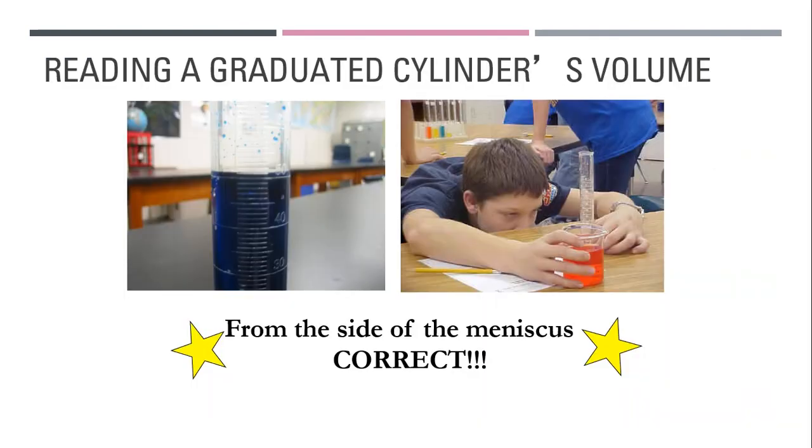Okay, so this is the correct procedure. You look at the same level and you put the beaker or the cylinder on a flat surface, right? Because on a curved surface or an inclined surface, the reading is not going to be correct.